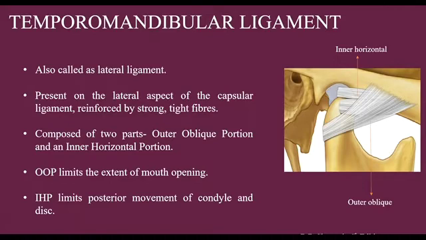The temporomandibular joint ligament is also known as the lateral ligament. It is present on the lateral aspect of the capsular ligament, reinforced by strong tight fibers. It is composed of 2 parts, the outer oblique portion and the inner horizontal portion. The outer oblique portion limits the extent of mouth opening, and the inner horizontal portion limits the posterior movement of the condyle and the disc. The effectiveness of the temporomandibular ligament is demonstrated in cases of extreme trauma to the mandible. In such cases, the neck of the condyle will be fractured first before the retrodiscal tissue, because the retrodiscal tissues are protected by the temporomandibular ligament.